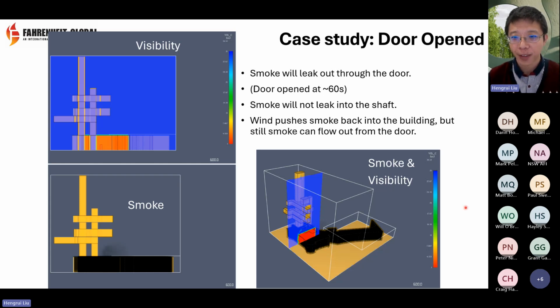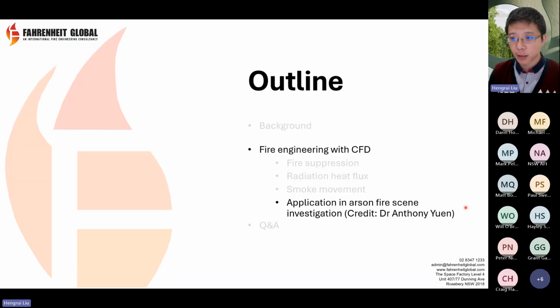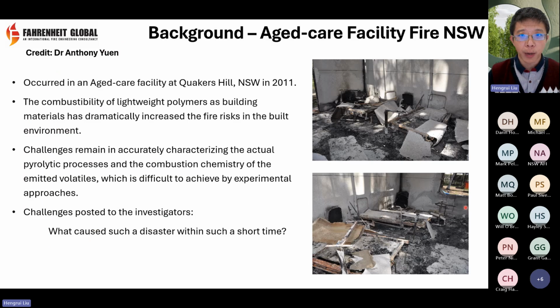That's a good question. So that's the second case that I want to share with you within Fahrenheit. The last and foremost one is the application of CFD, how we use that in an arson fire scene investigation. A bit of background here is that there was this tragedy in 2011. There was an arson fire in Quakers Hill. I believe everyone here probably knows the tragedy.